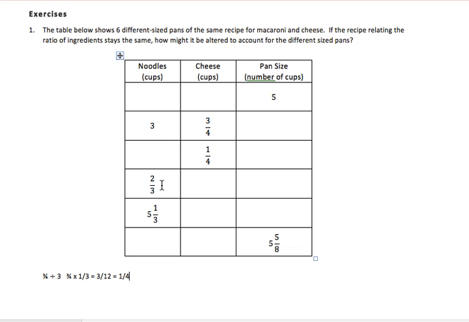Now, if that is the case, we can go to these easier entries first and multiply 2/3 times 1/4, which would give you 2/12, and that simplifies to 1/6. 5 1/3 cups of noodles. Changing that 5 1/3 to an improper fraction, you would get 16/3, and 16/3 times 1/4 would be 16/12, and simplified would give us 1 1/3.